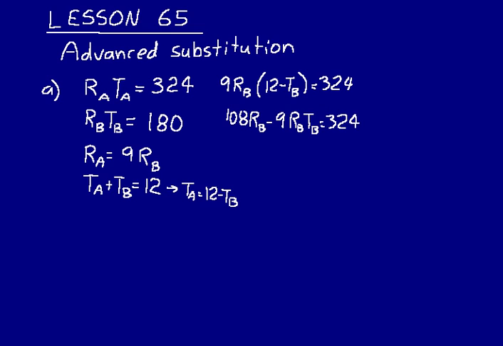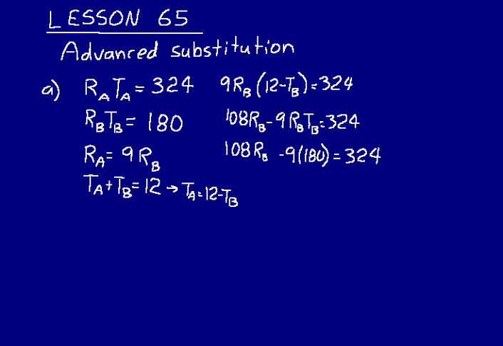Now we still have an equation with two unknowns in it though. But look at what I have highlighted. RB times TB equals 180. So we could substitute that in for RB TB in the equation that we're creating right now. So let's go ahead and do that. And so we'll have 108 times R sub B is equal to negative 9 times 180. There's no equal sign there, so let me move that out of the way, and then we'll set it equal to 324.